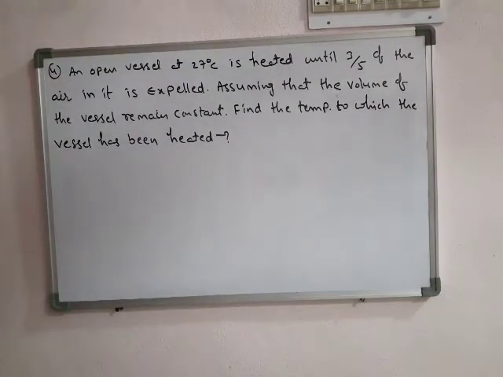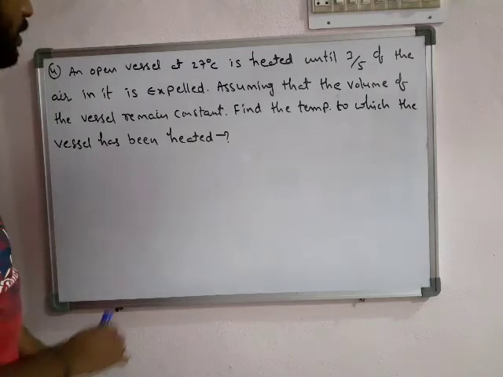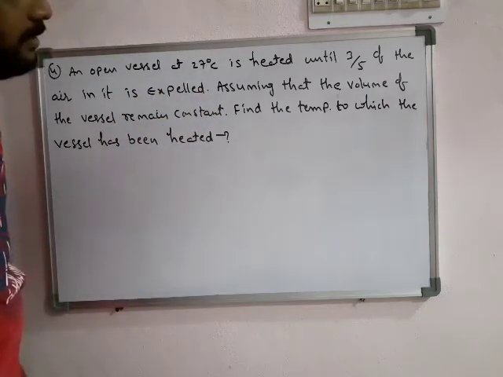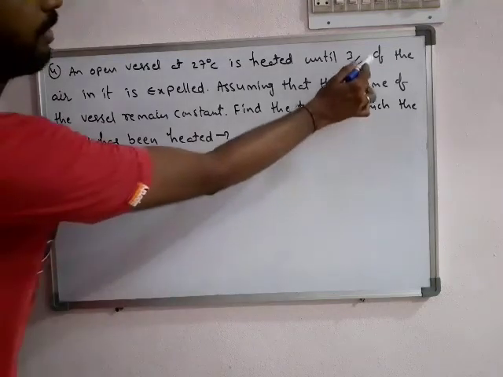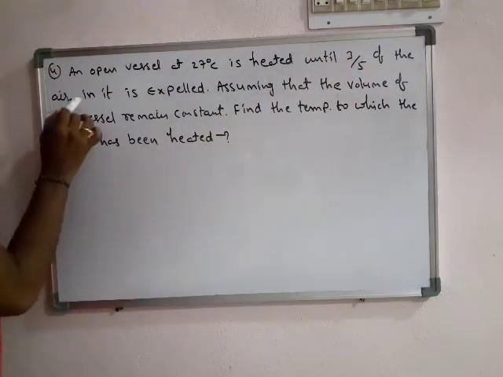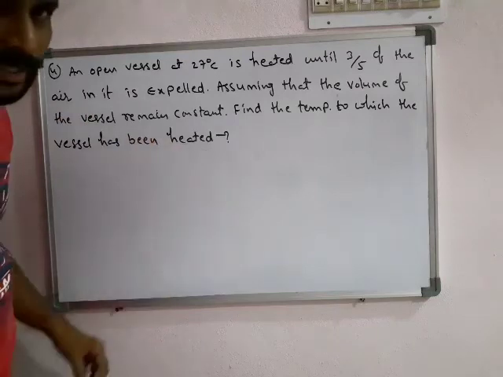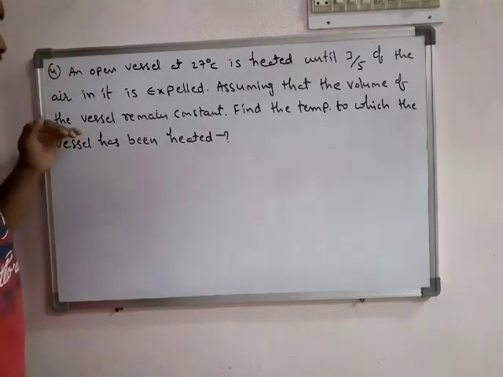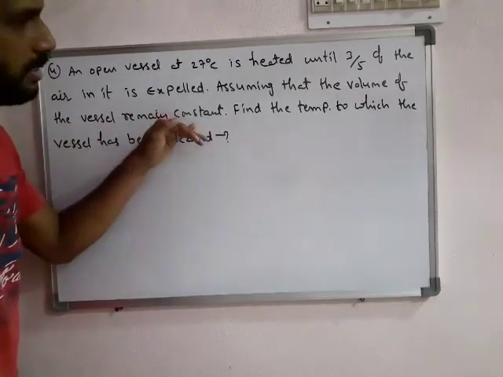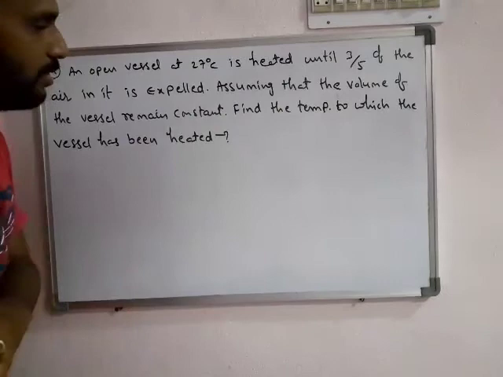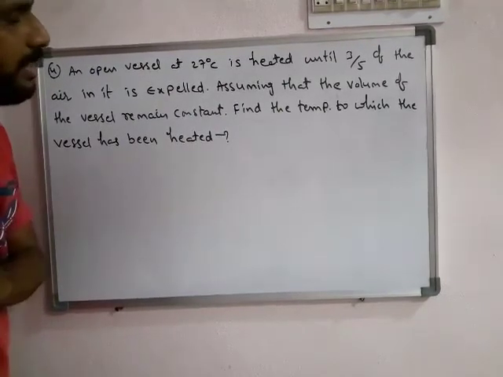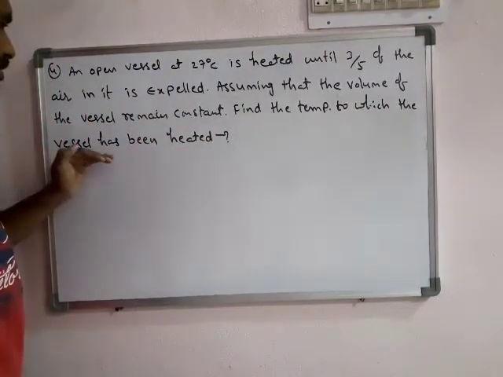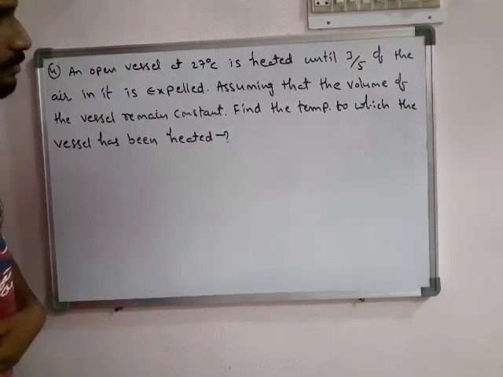Okay, see the different problem again. An open vessel at 27 degrees Celsius is heated until 3/5 of the air in it is expelled outside. Assuming that the volume of the vessel remains constant, so there is no change in the volume of the vessel, find the temperature to which the vessel has been heated.